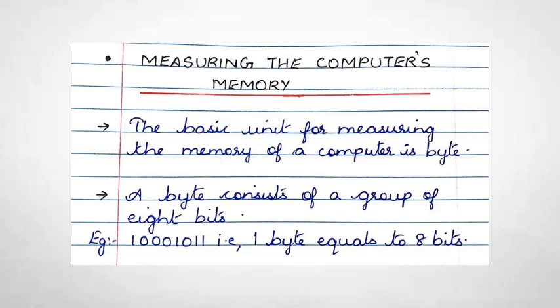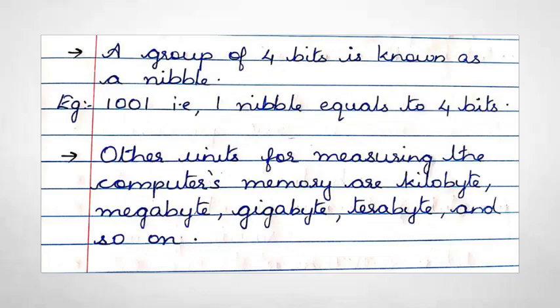All sorts of information from pictures and videos to words and sounds can be stored as patterns of these 2 digits. The basic unit for measuring the memory of a computer is byte. A group of 4 bits is known as nibble, that is half byte. A group of 8 bits is known as byte. Other units for measuring the computer's memory are kilobyte, megabyte, gigabyte, terabyte and so on.